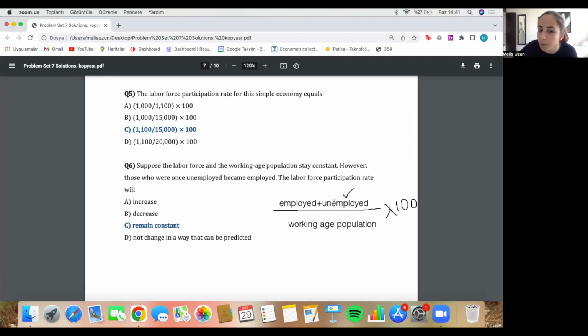Just unemployed people will be employed, but the labor force is already employed people plus unemployed people. So there will be no change, so it will remain constant.